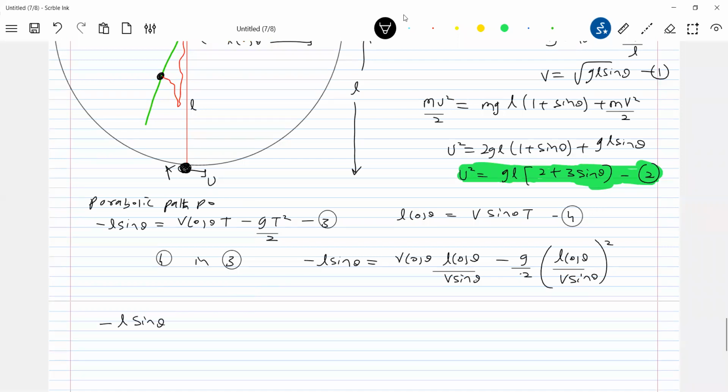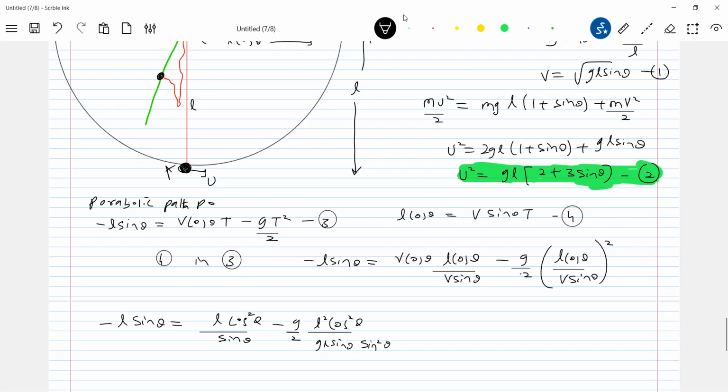Minus L sine theta equals VL cos square theta by sine theta minus G by 2 L, square it will, cos square gets cancelled. Fine, no? We will get cancelled, yeah. This will be G sine theta. I'm substituting the value of V square.